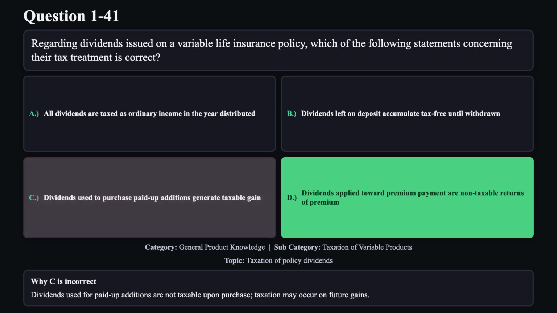Reason C is not correct. Dividends used for paid-up additions are not taxable upon purchase. Taxation may occur on future gains.